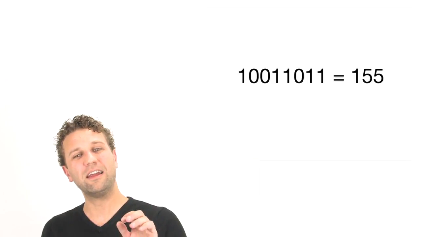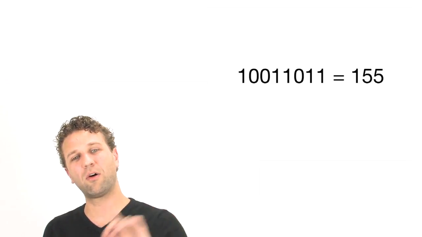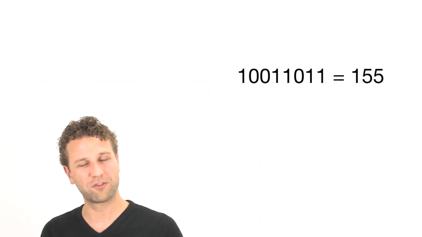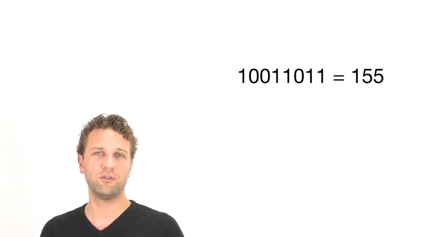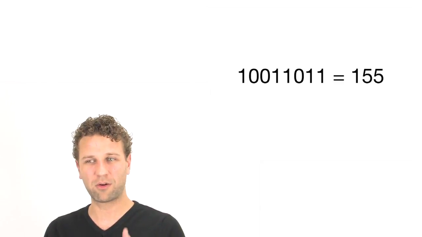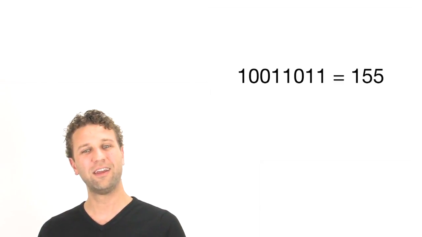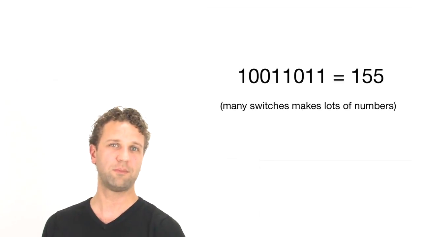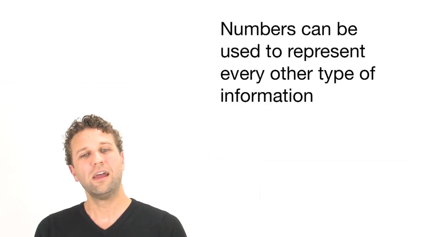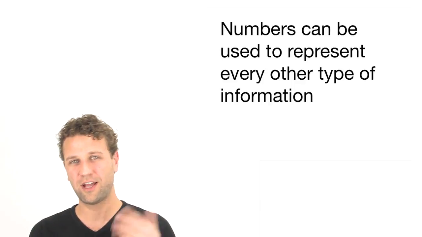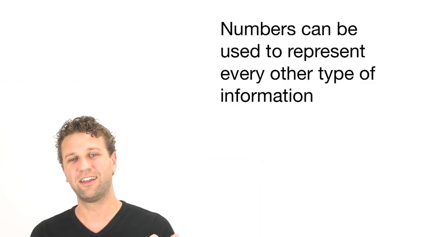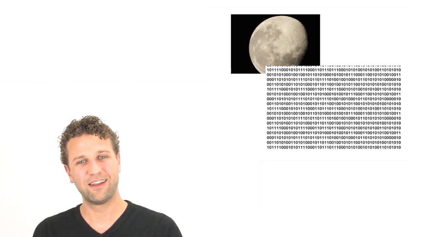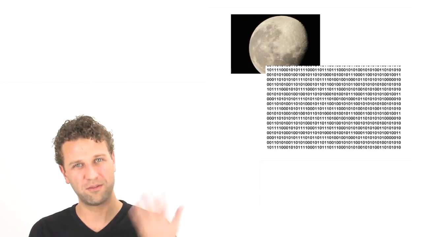So if we can turn electricity on and off on a bunch of switches and have that result in numbers such as the 155 there, that allows us to do just about anything we'd want. We now can go way beyond 0 and 1, and the sky's the limit. And that's because we can use numbers to represent every other type of information in the world. And so, to give you an example, here's a tiny piece of this picture in binary. And that's the real binary that's behind it, and therefore, the real numbers that make up that picture.